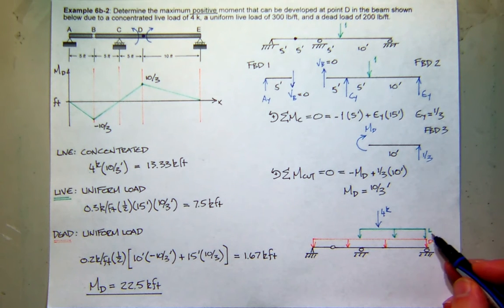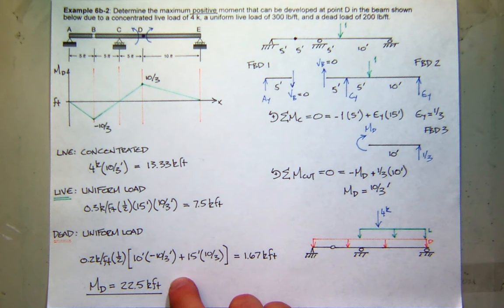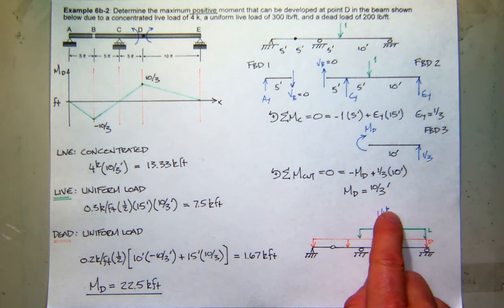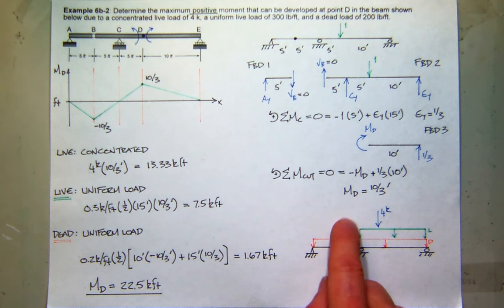There's the live uniform load. There's the dead uniform load. So that loading pattern creates this positive moment. A different loading pattern would create the negative moment. You'd see the live load switch to this section, right? And you'd see the concentrated load switch over to be the mid-span here. Let's get a different value.